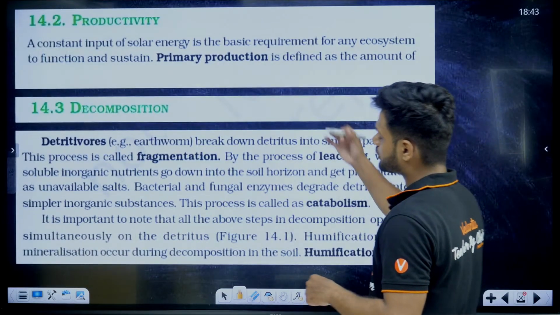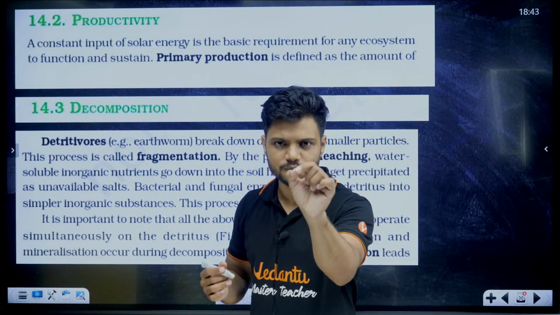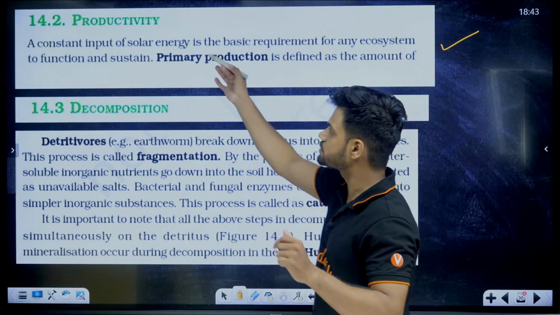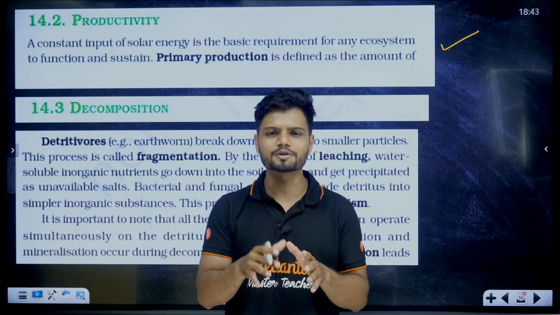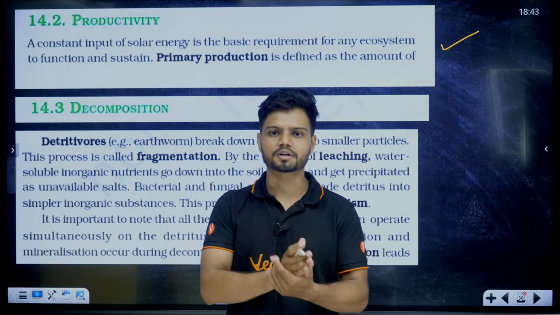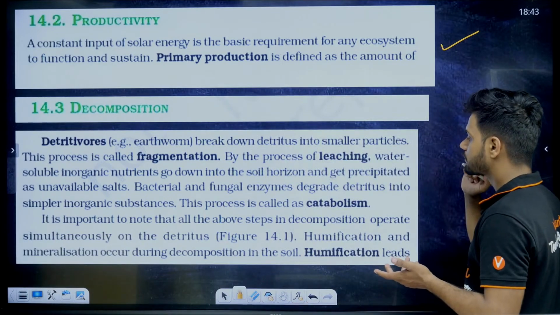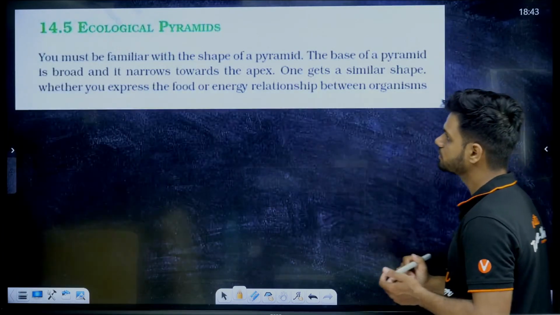Now, when it comes to your ecosystem chapter, it is a chapter where questions will come from a single line. For example, in this year's examination you got a question on productivity, even though the question was a little questionable. Similarly, questions have come from decomposition. They can ask you the properties of humus. That is the important question, right?